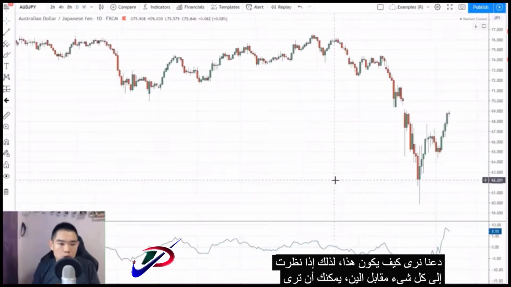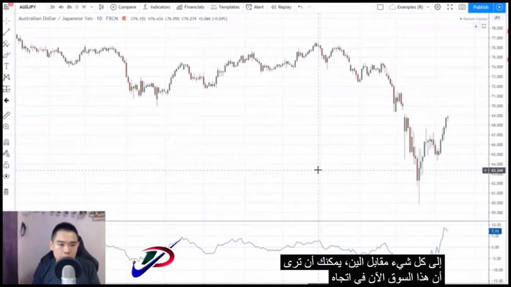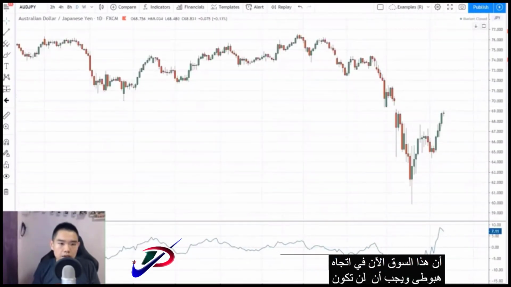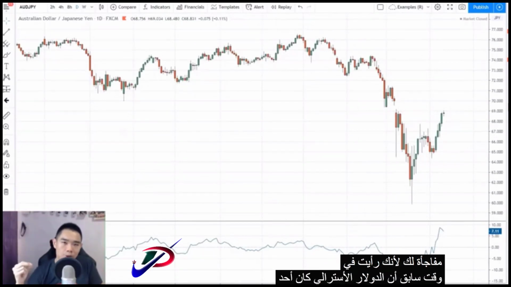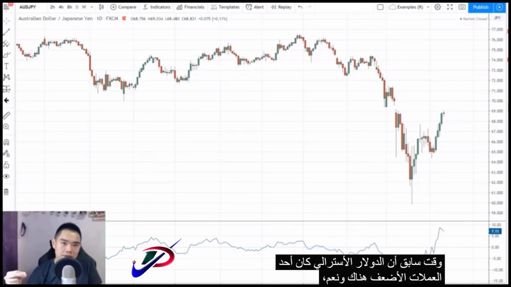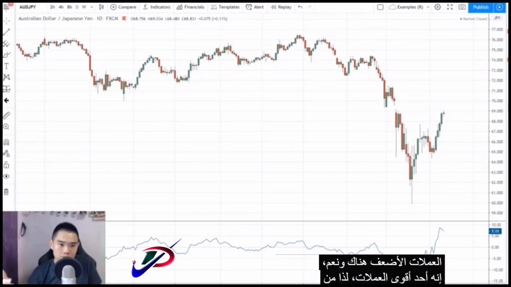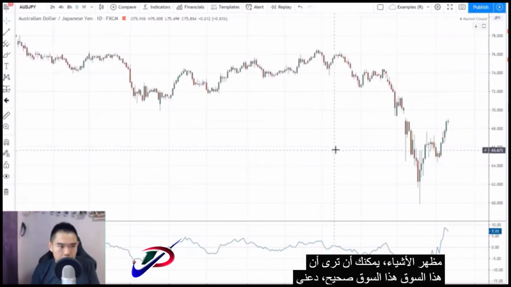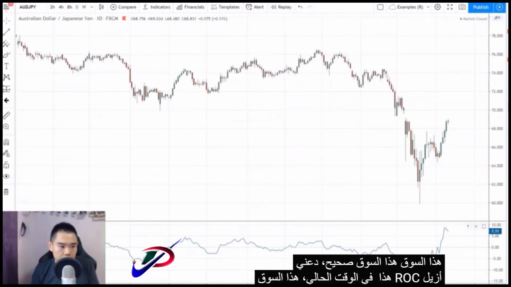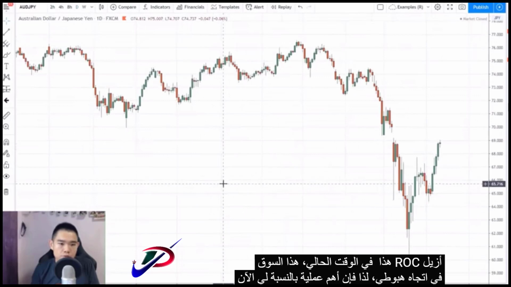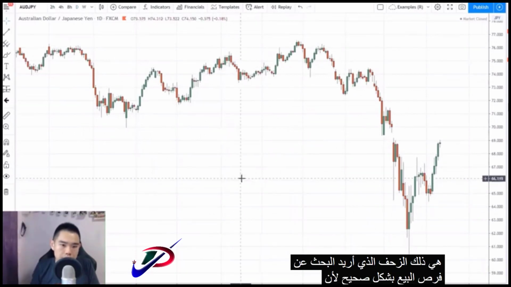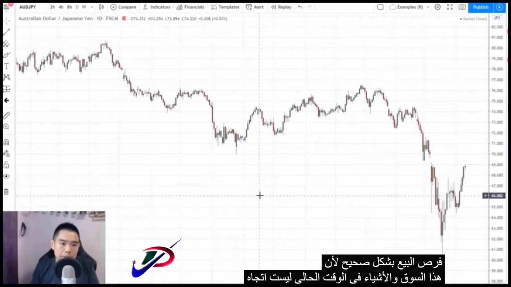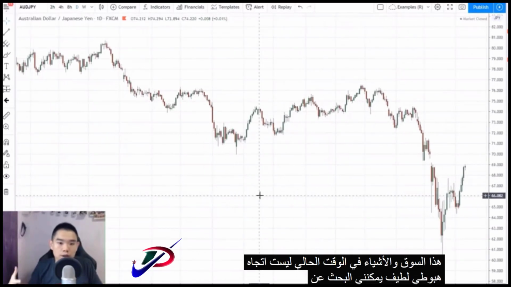So if you look at Aussie against the yen, you can see that right now this market is in a downtrend, and that shouldn't be a surprise to you because you saw earlier that Aussie was one of the weaker currencies out there, and yen is one of the stronger ones. So let me just remove this ROC for now. This market is in a downtrend. So my thought process now is that, great, I want to look for selling opportunities, because this market, as of right now, is in a nice downtrend.